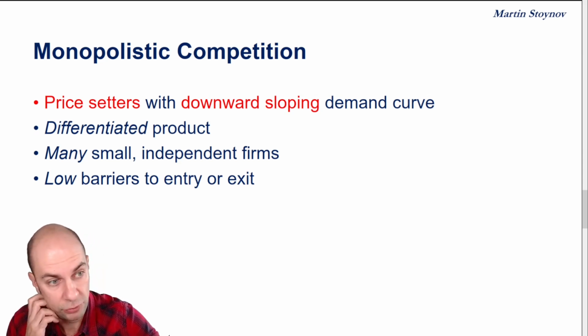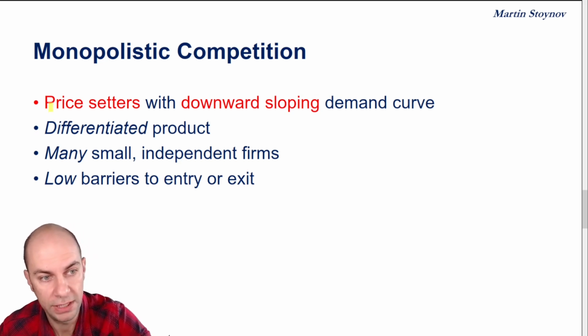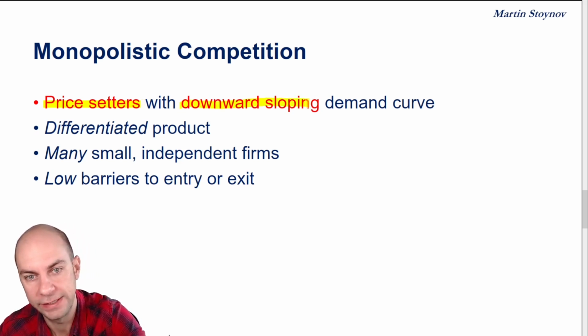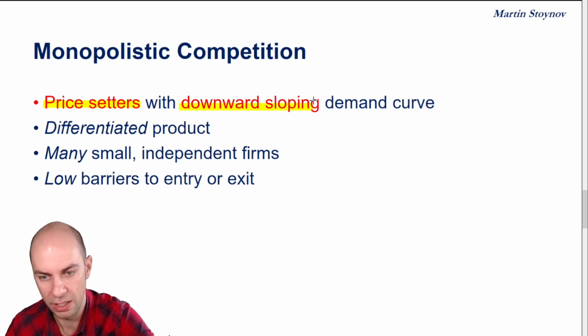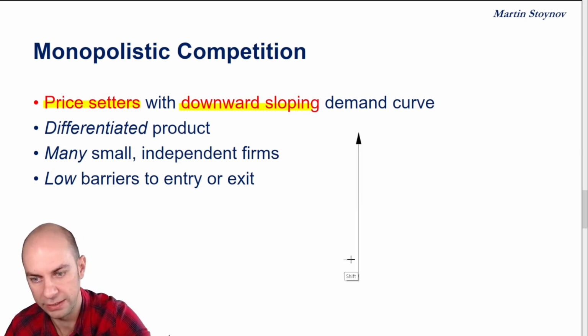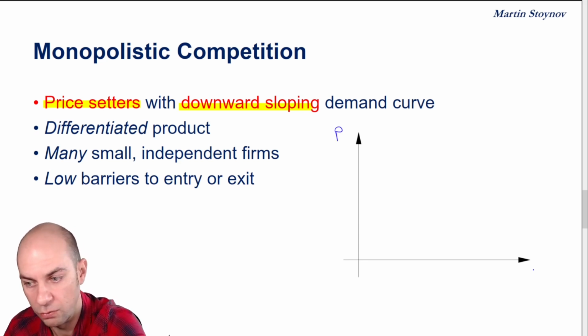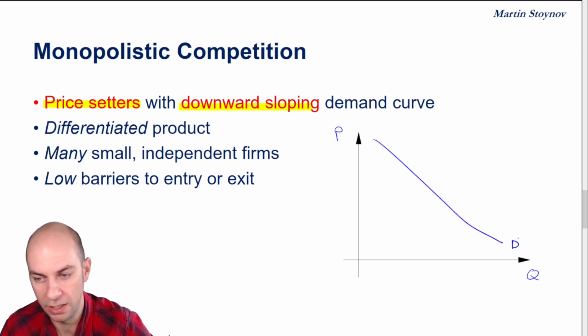Again, we will have to draw the diagram, but here we are a price setter or a price searcher. That just means we can determine the price, we can set the price, and therefore we are facing a downward sloping demand curve. So let's have a look at that. Again, I've got the price on the vertical and quantity on the horizontal. This time I am facing a downward sloping demand curve.